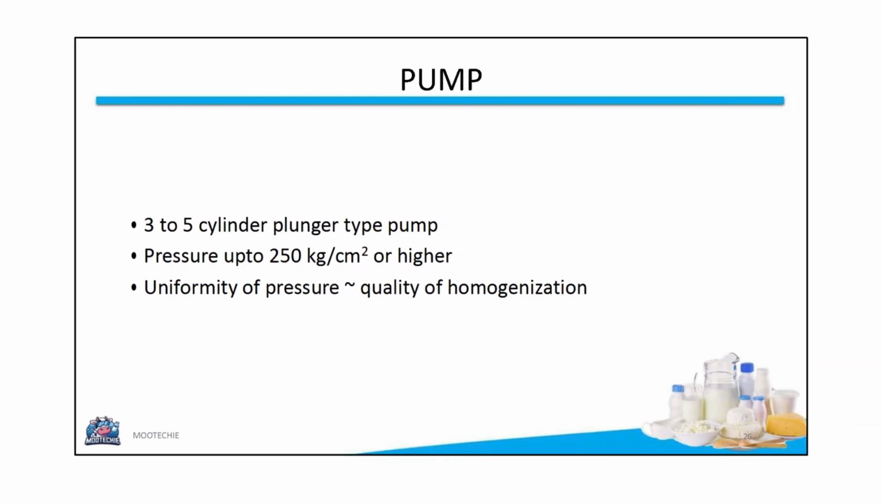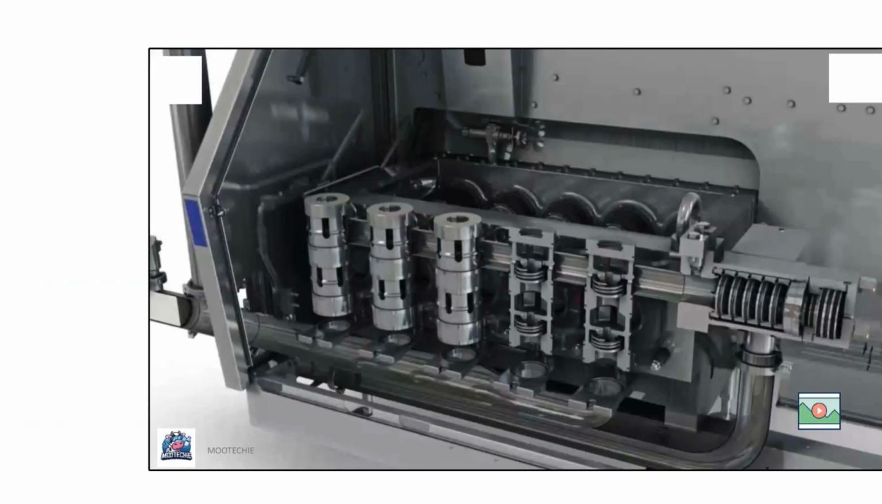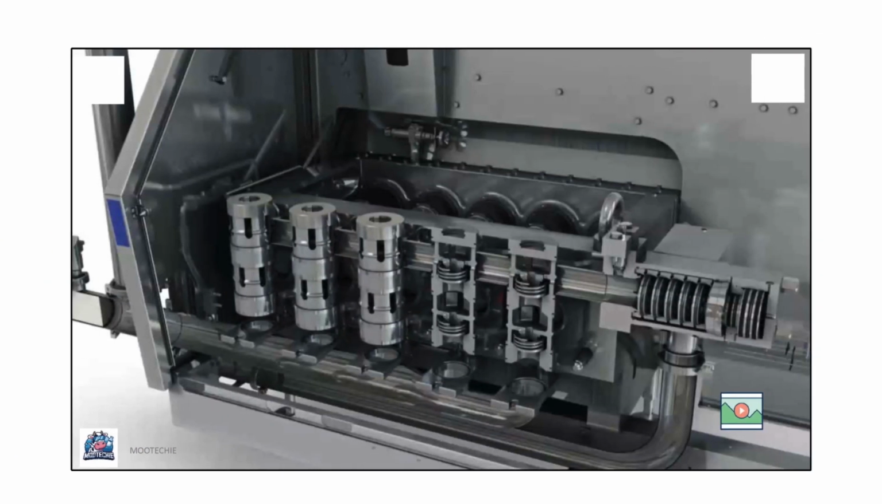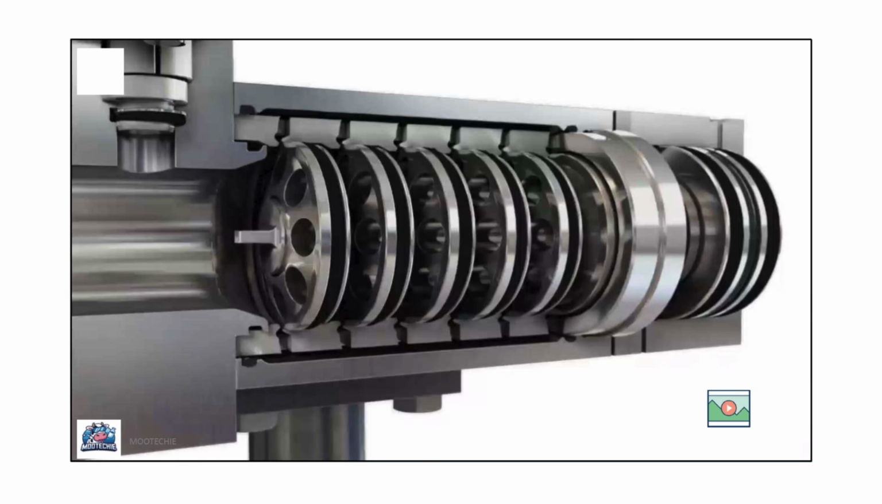The pump is a critical component. It is typically a 3 to 5 cylinder plunger type pump capable of generating pressures up to 250 kg per square centimeter or higher. The uniformity of the pressure it delivers is directly related to the quality of homogenization. This slide shows an image of the pump assembly. Another image of the pump components.